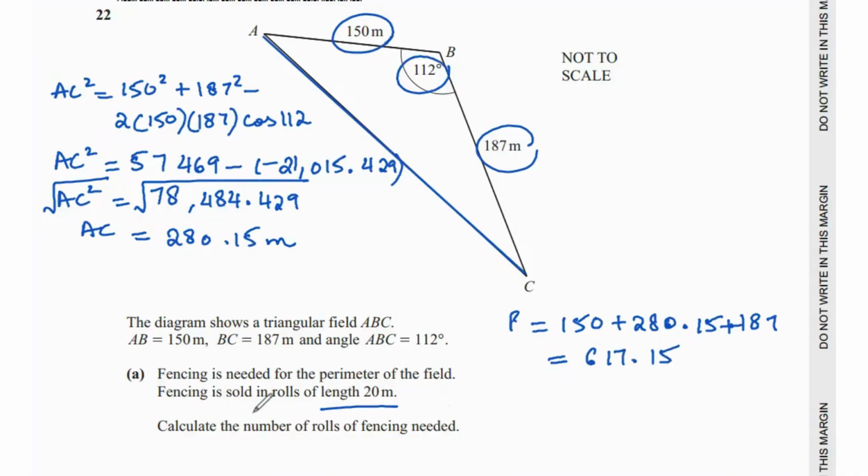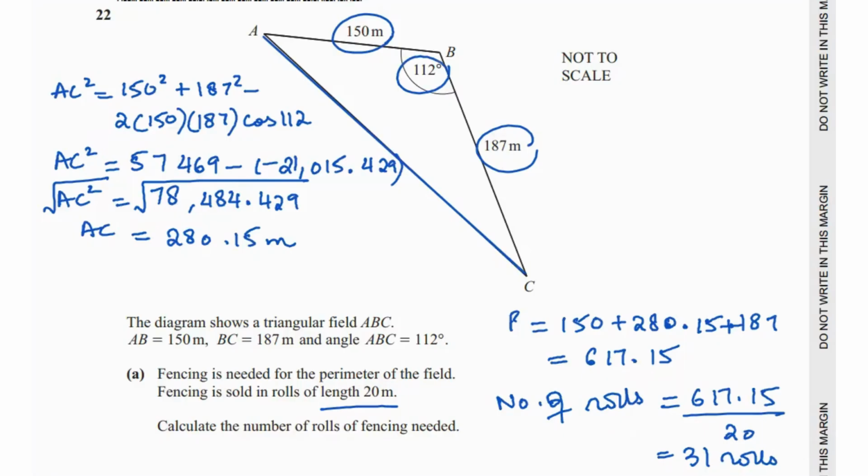617.15. Now fencing is sold in rolls of length 20 meters. So to find the number of rolls, we divide the perimeter by the length of the roll. So 617.15 divided by 20 gives us 31 rolls. We round 30.8 to 31 because the rolls can't be less. They can be more because we can't leave the fence incomplete. So we round 30.8 up, not down.